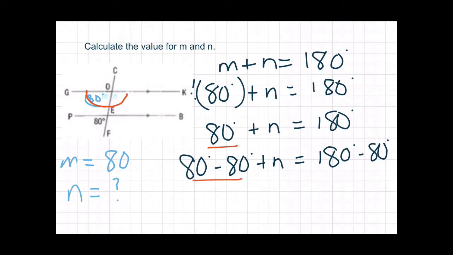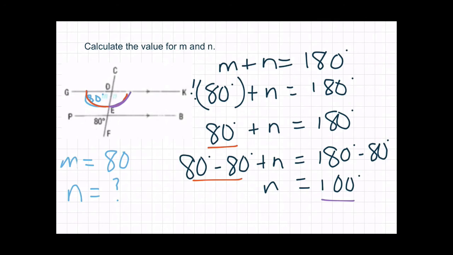Right here I identify that as the zero principle. So I'm left with n on this side. 180 take away 80 is 100 degrees. If you analyze the angle of n, you know it's bigger than 90 degrees, so it's got to be an obtuse angle. 100 degrees is also an obtuse angle, so you're very close to being right if you're not right.